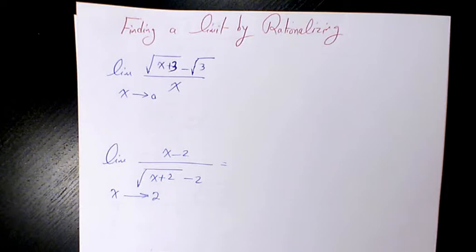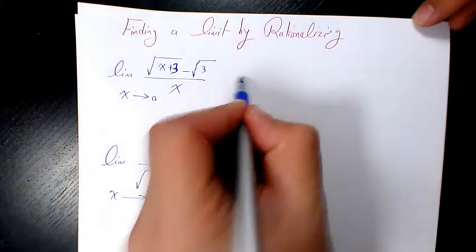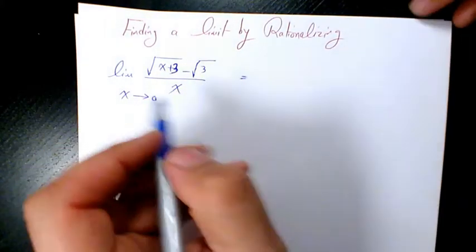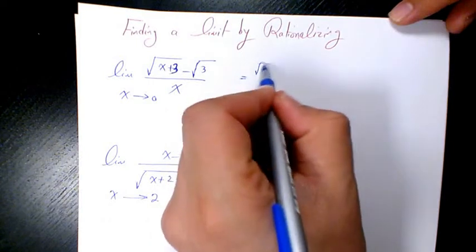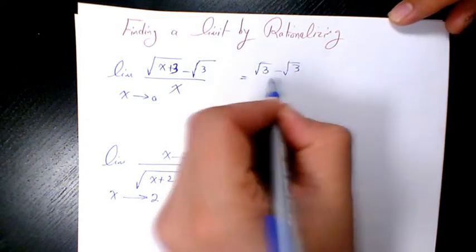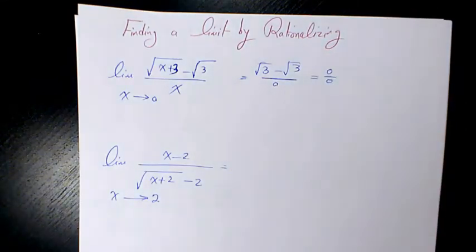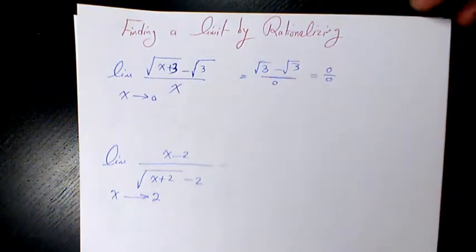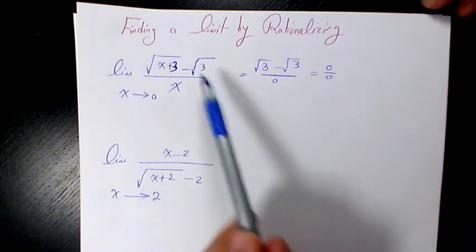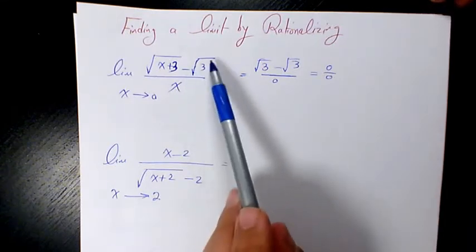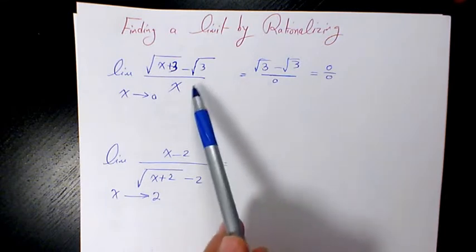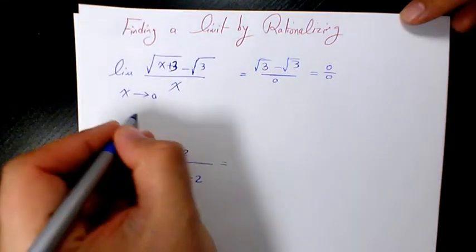The first one says limit of square root of x plus 3 minus square root of 3 over x when x approaches 0. So when you sub it there, if you follow the substitution method, it's going to be root 3 minus root 3 over 0, which is going to be 0 over 0, which means that we need to do something else. It means that we need to multiply both numerator and denominator by the conjugate of the numerator.